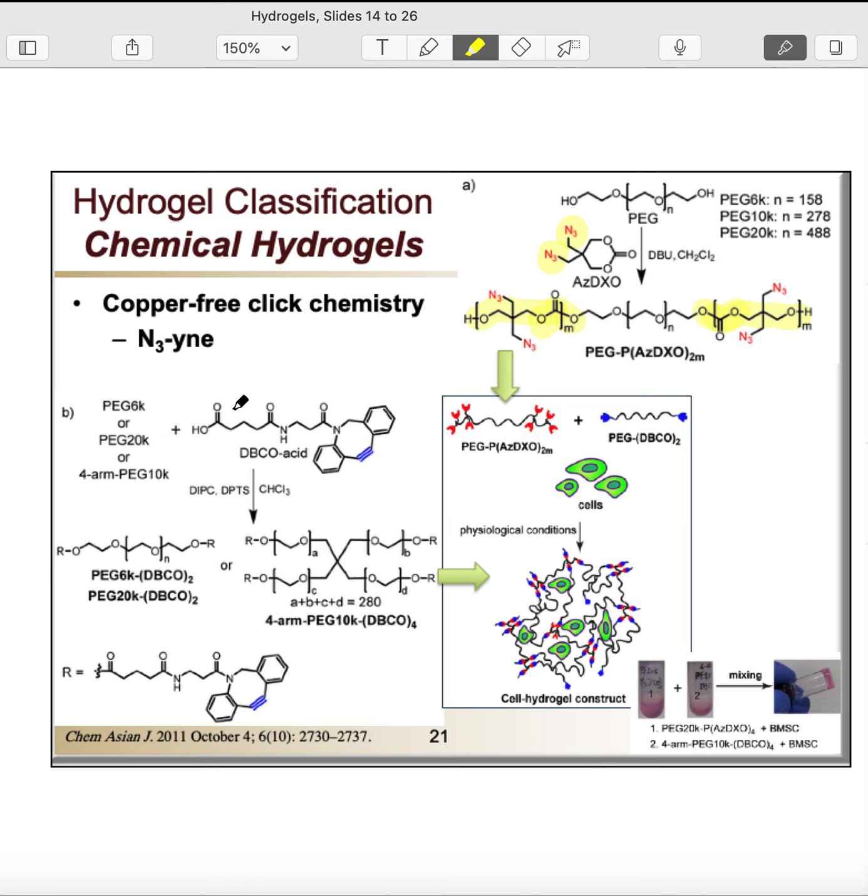Notice that this molecule has the dibenzocyclooctane molecule that we need in order to be able to carry out click chemistry. In this particular case, they utilized the carboxylic acids to react with the hydroxyl groups at the 2 ends or 4 ends of the polyethylene glycols in order to give them the DBCO or dibenzocyclooctane functionalized PEGs. That's what is shown here, where the R groups are basically this dibenzocyclooctane moiety.